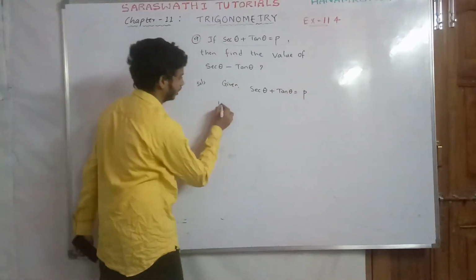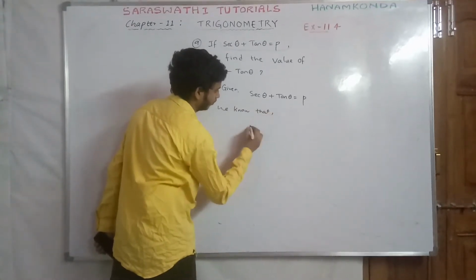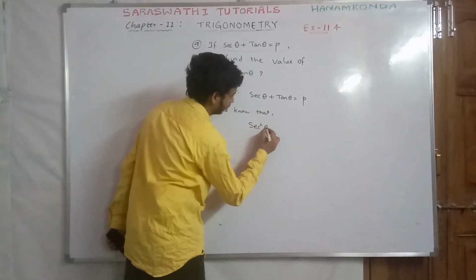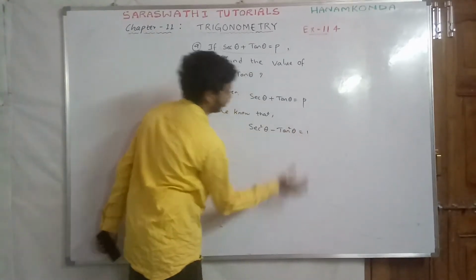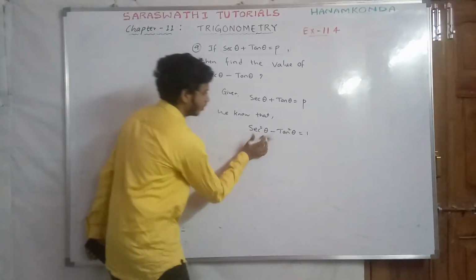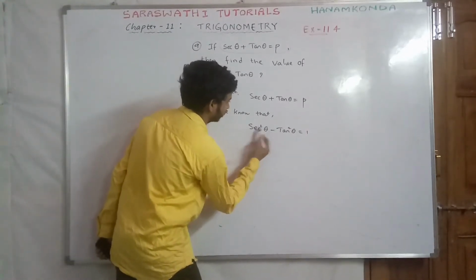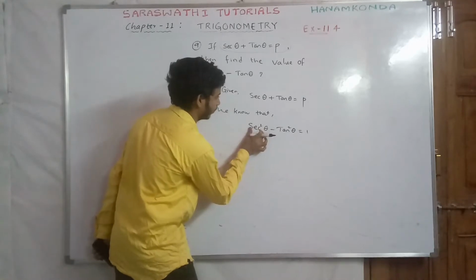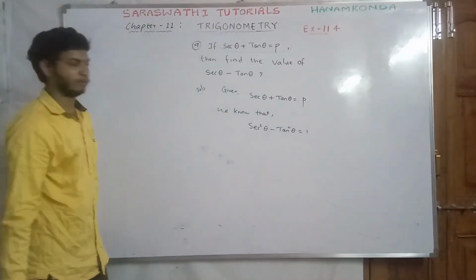Okay. So we know that identity: sec square theta minus tan square theta equal to 1. So this is the trigonometry identity, you know that. So this is of the form a square minus b square. Here a is sec theta and b is tan theta. That means it is of the form a square minus b square. So we know that a square minus b square is a plus b into a minus b.